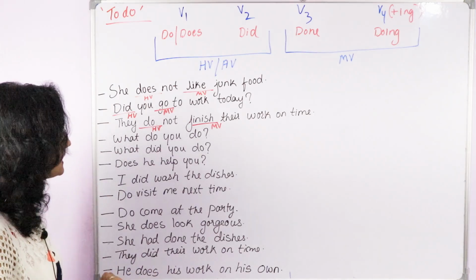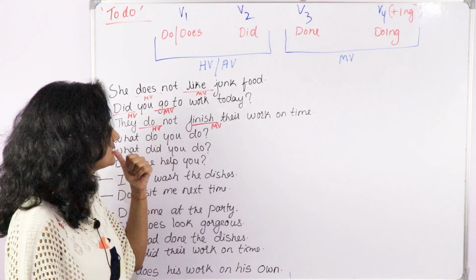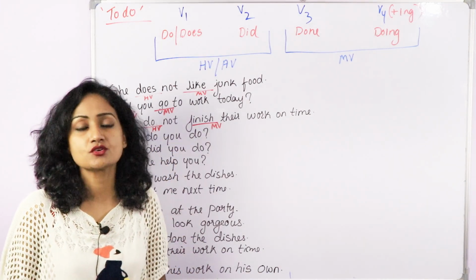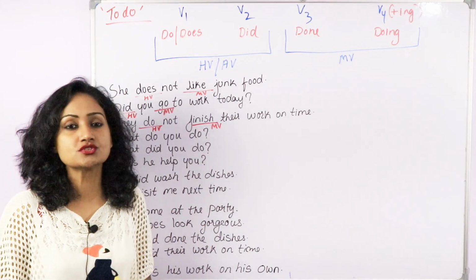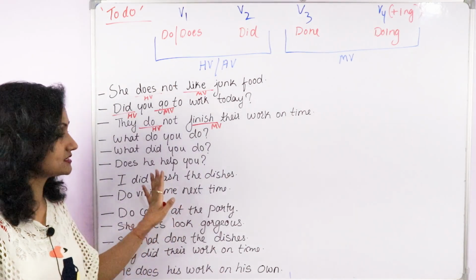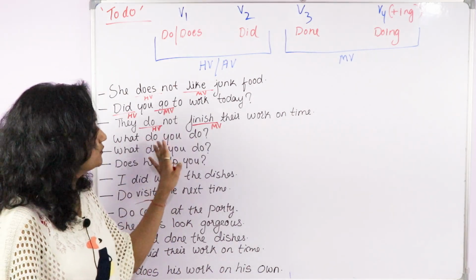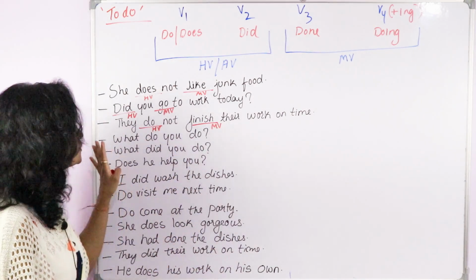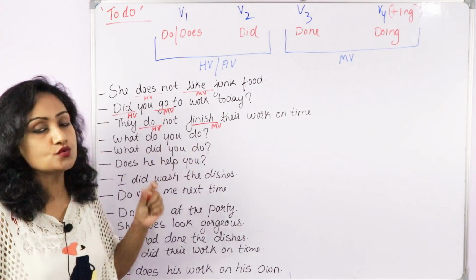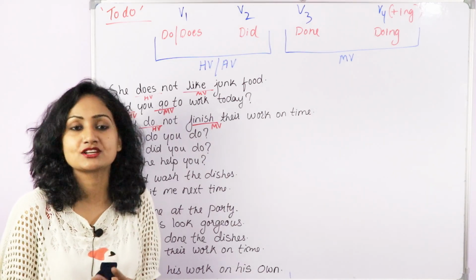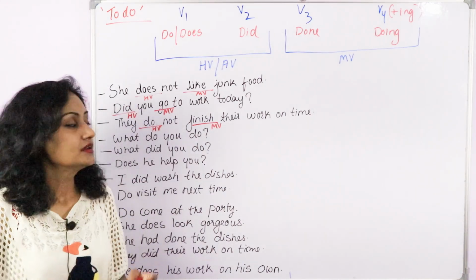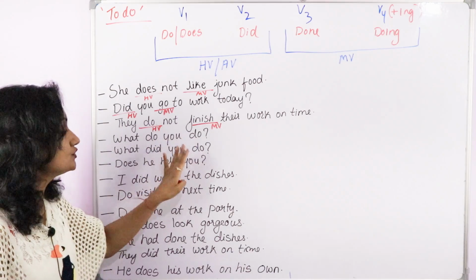Now next is what do you do? Now look at this sentence. Sometimes you might come across sentences like this wherein do is used twice in the same sentence. But here they both have different meanings. So what do you do? When do is used as a main verb, that means to perform an action. So here, what do you do?